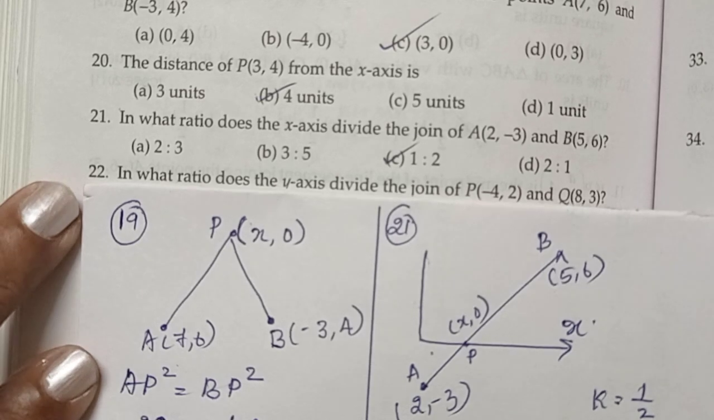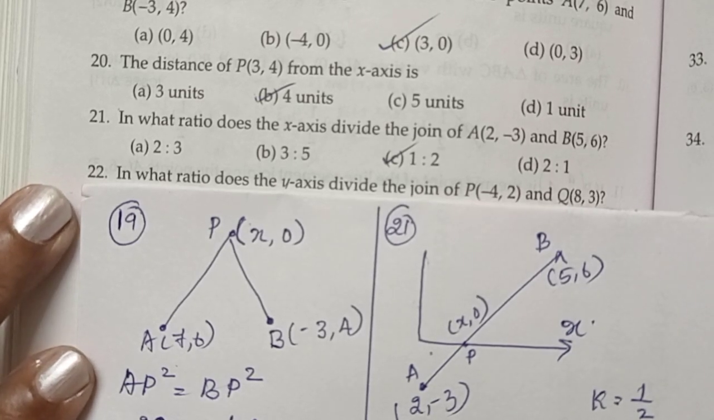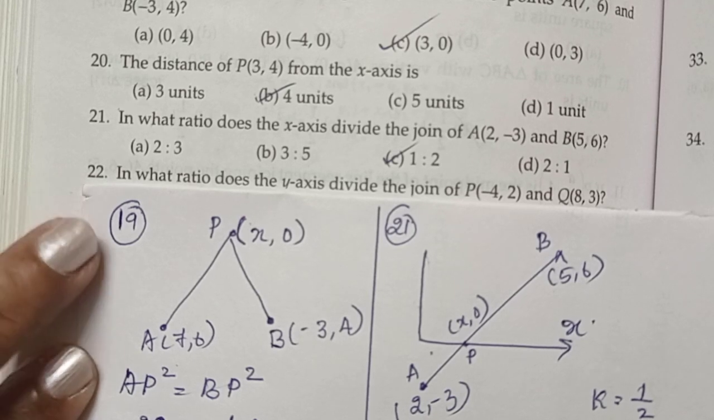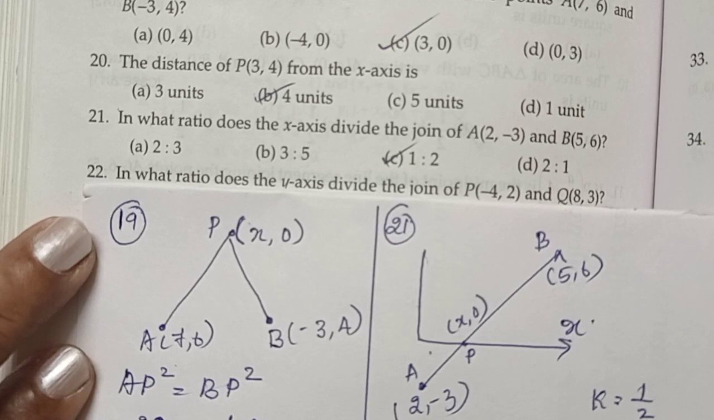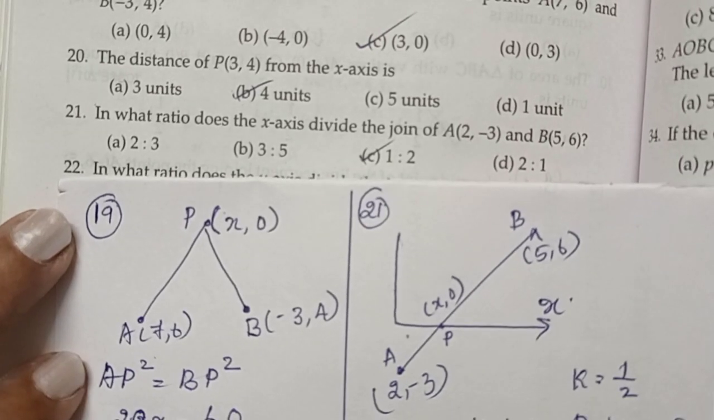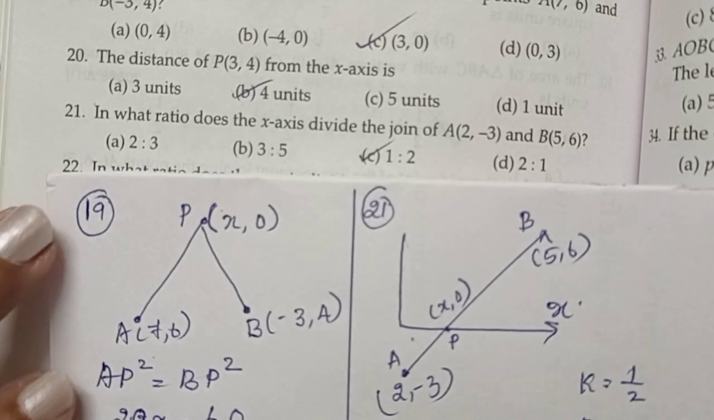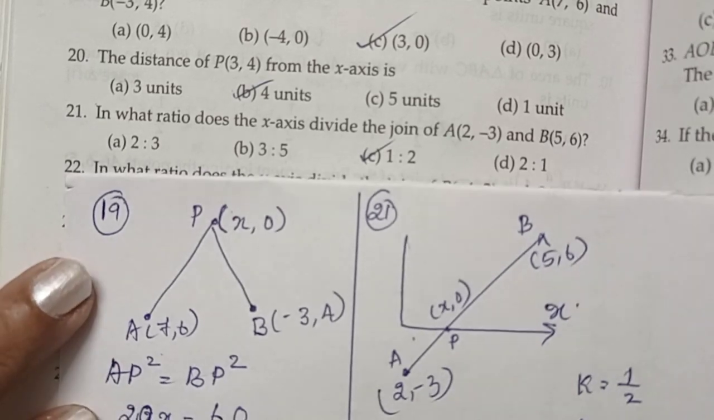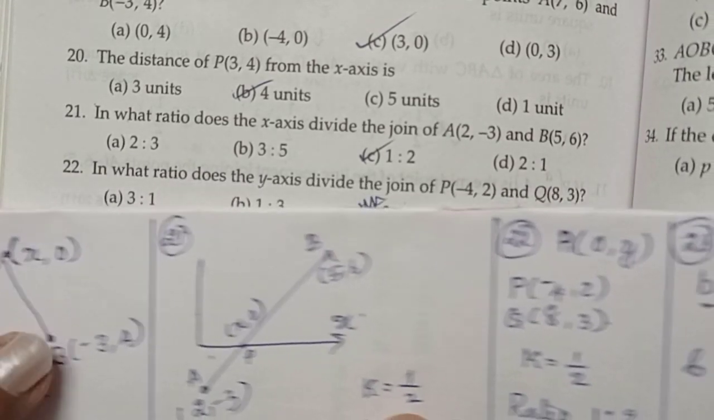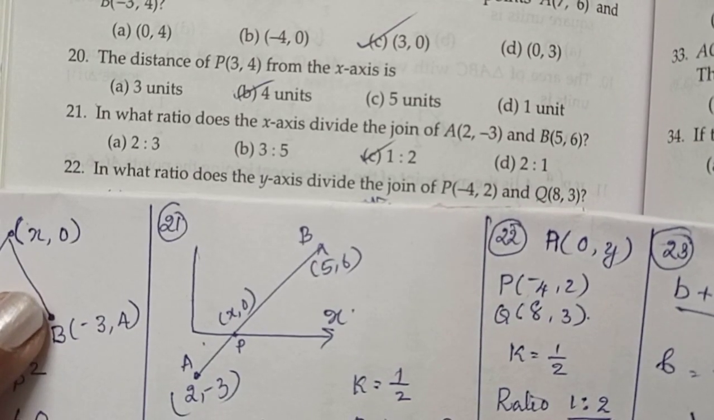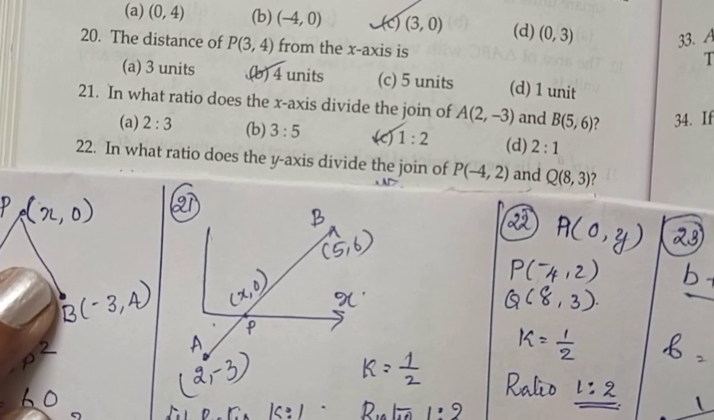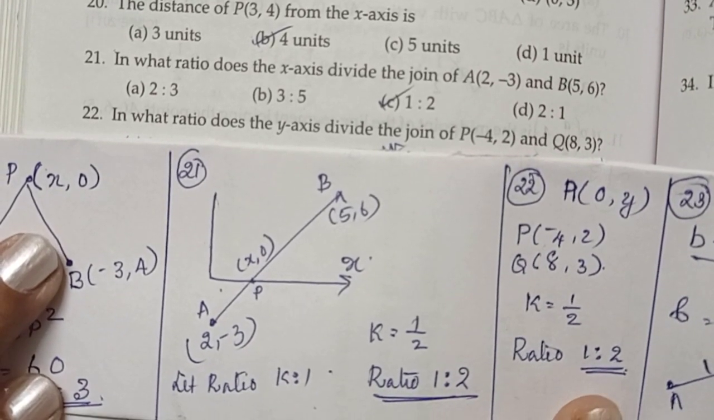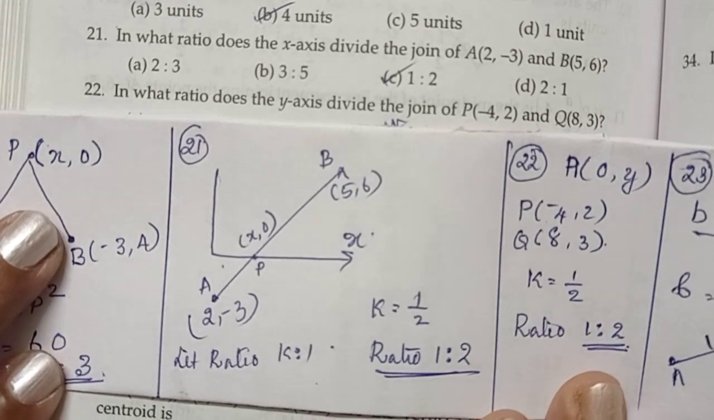The distance of P(3, 4) from the x-axis: therefore, we have to take the y coordinate. The answer is 4. In what ratio does the x-axis divide the join of A(2, minus 3) and B(5, 6)? The answer is 1:2. We will get the value of k as 1/2. Therefore, the ratio is 1:2.